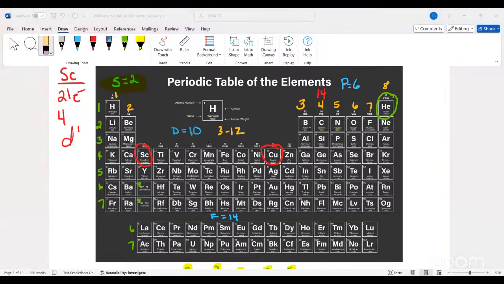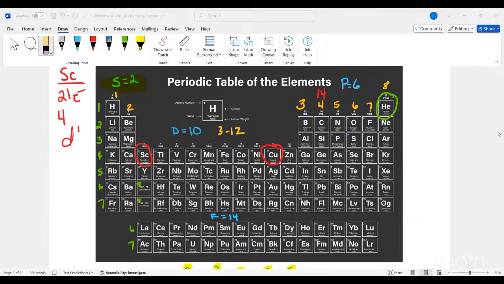Well, from what I see, it's argon, okay? Argon, that's right. Good job, Lily. Argon is above copper. All right. Now, what we're going to do, and how many electrons does argon have? It has 18 of those.